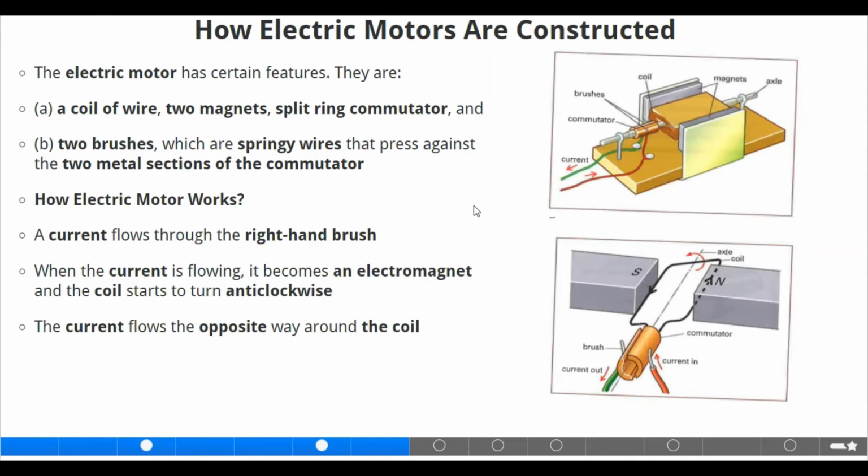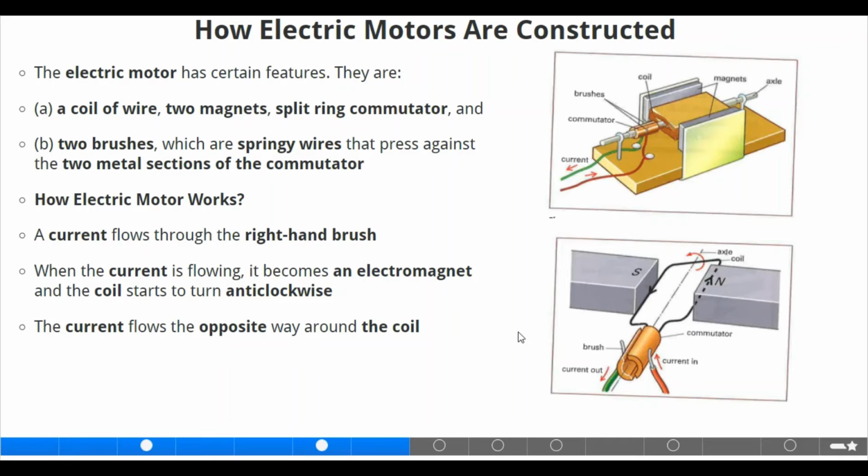Now, how electric motors are constructed. The electric motor has certain features. They are a coil of wire, as we can see from the second diagram beneath. Two magnets, the one having a south pole and the other having a north pole. We also have a split ring commutator, as you can see, which is divided, one part on the right, the other on the left, and two brushes, one on the left, one on the right, which are springy wires that press against the two metal sections of the commutator.